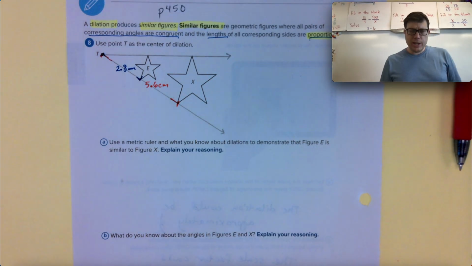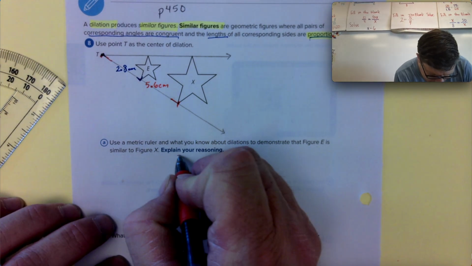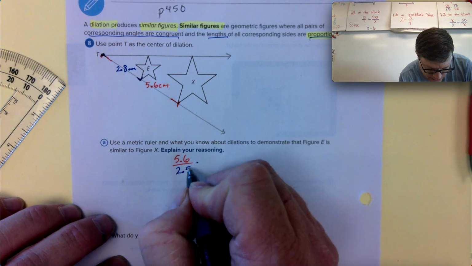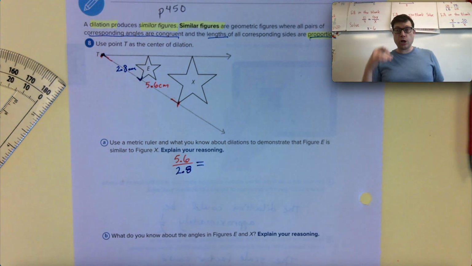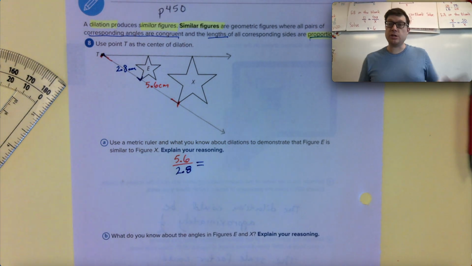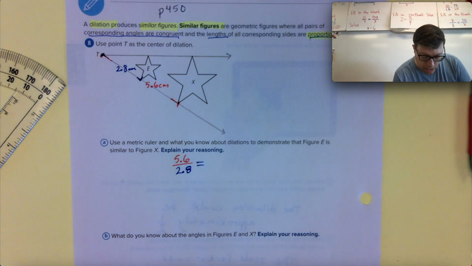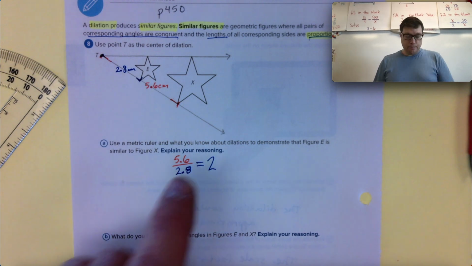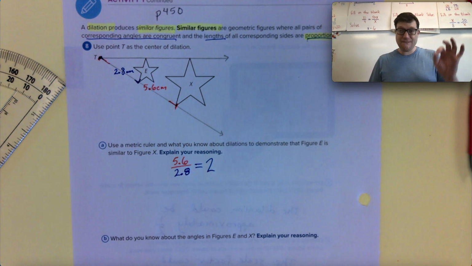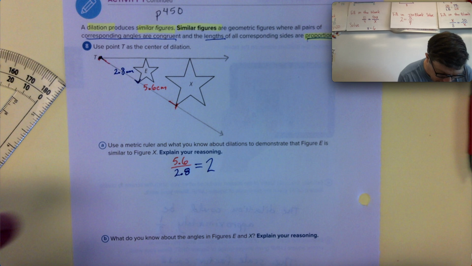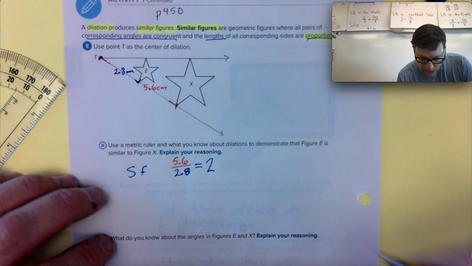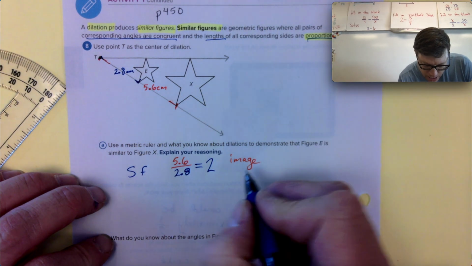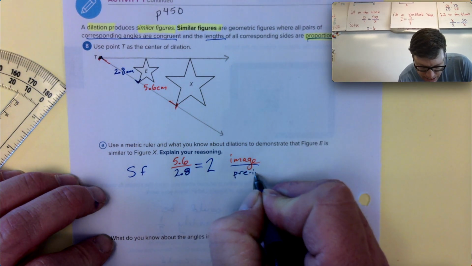What is that ratio? We can definitely put 5.6 into a ratio with 2.8. And when we do that ratio, division's the key thing. We do that ratio, we wind up with 2. In essence, star X is probably bigger than star E by a scale factor of 2. Scale factor. Remember, the formula for scale factor is the image measurement divided by the pre-image measurement.